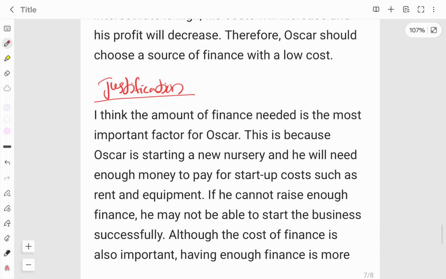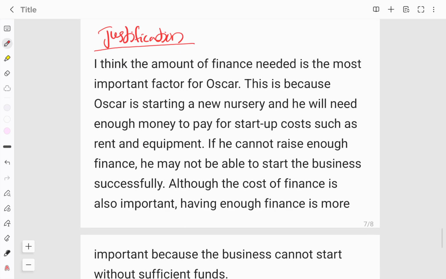In my opinion, the amount of finance needed is the most important factor for Oscar. This is because he is starting a new nursery and he will have several startup costs to pay. If he cannot raise enough money, he may not be able to start the business at all, although the cost of finance is also important. Having enough finance is more important because without sufficient money, Oscar may not be able to start the nursery successfully.